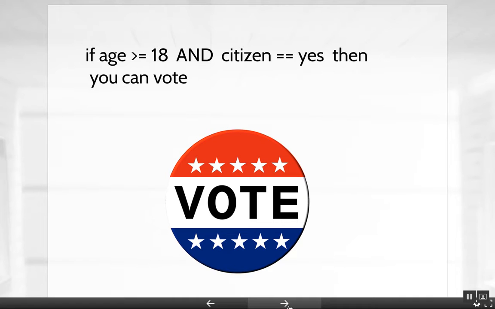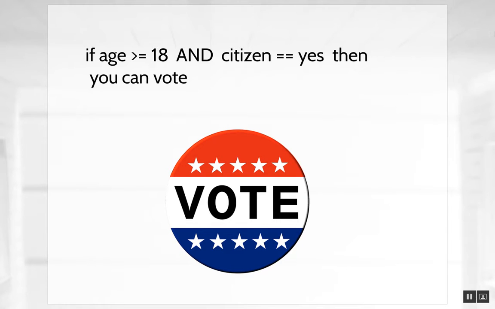Okay, another thing you'll want to understand about condition statements is that you can evaluate multiple Boolean expressions using the AND operator and the OR operator. So, our first example here, to vote in the United States, you have to be 18 and you have to be an American citizen. Both conditions have to be true in order for you to be able to vote.